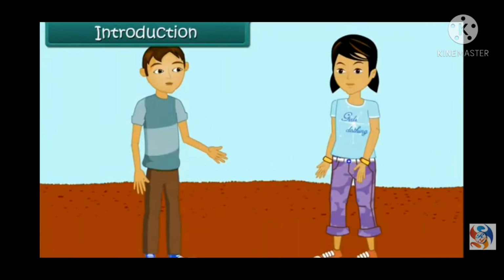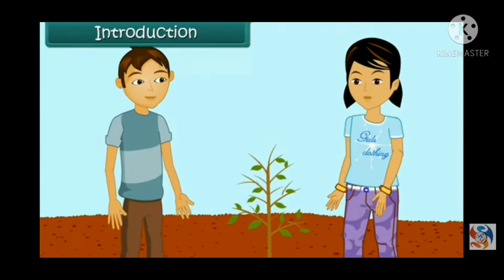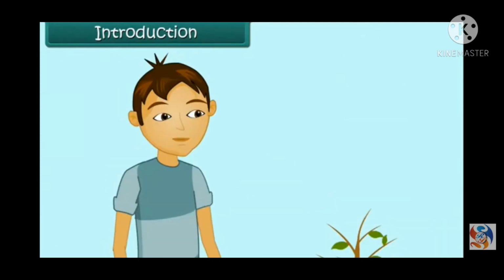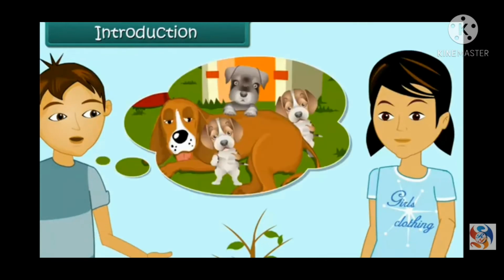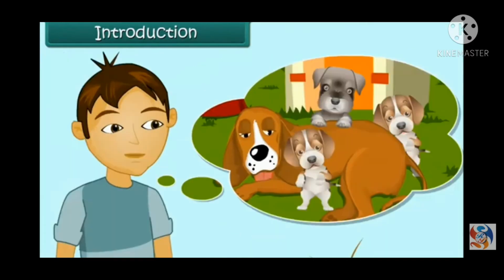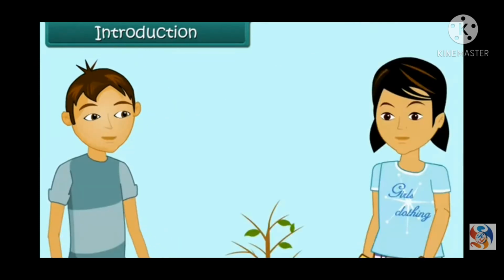But why are you sowing these seeds? It's simple, Aman. When seeds germinate in the soil, a new plant will grow up. That's interesting. Do all plants grow due to seeds? No, Aman. There are various methods by which plants reproduce. You mean to say that, like animals, plants also reproduce? Yes, Aman. This has created an interest in me to learn about reproduction in plants.